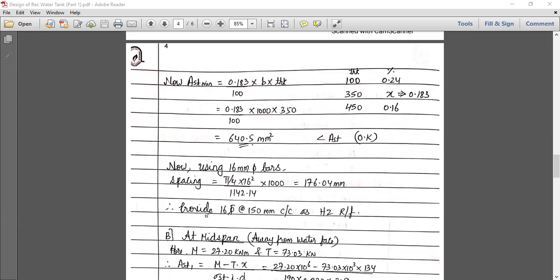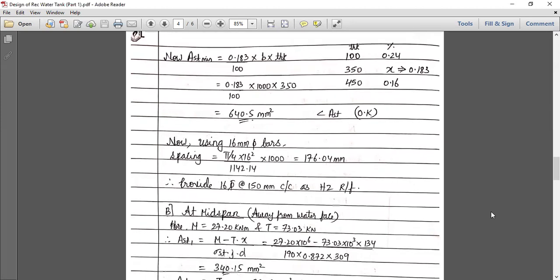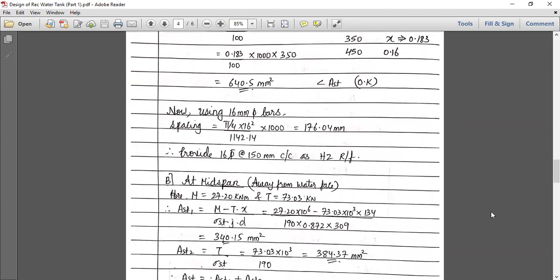ठीक है, less than that we have to provide. So either you can provide 180, 185, 190 or 175. So let us provide 175. ठीक है, उससे कम कितना भी प्रोवाइड कर सकते हो. So let us provide 25 tor at 175 center to center as horizontal reinforcement at the support. Now similarly find out at the mid span.